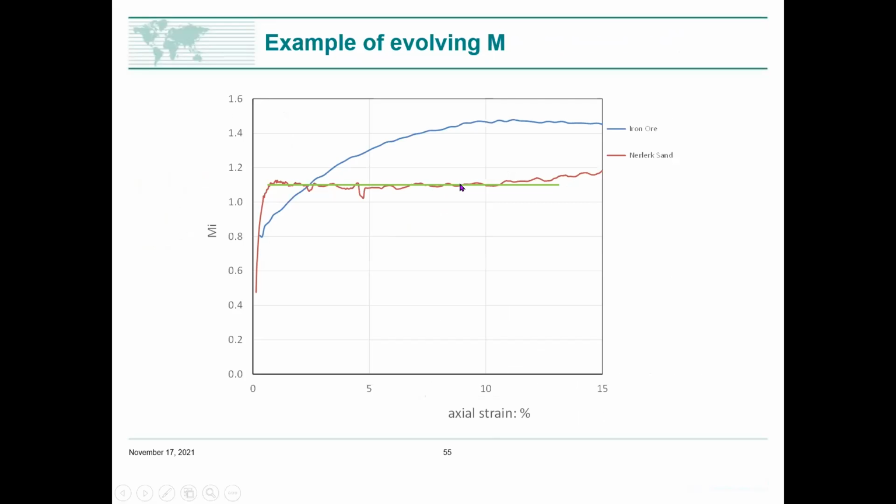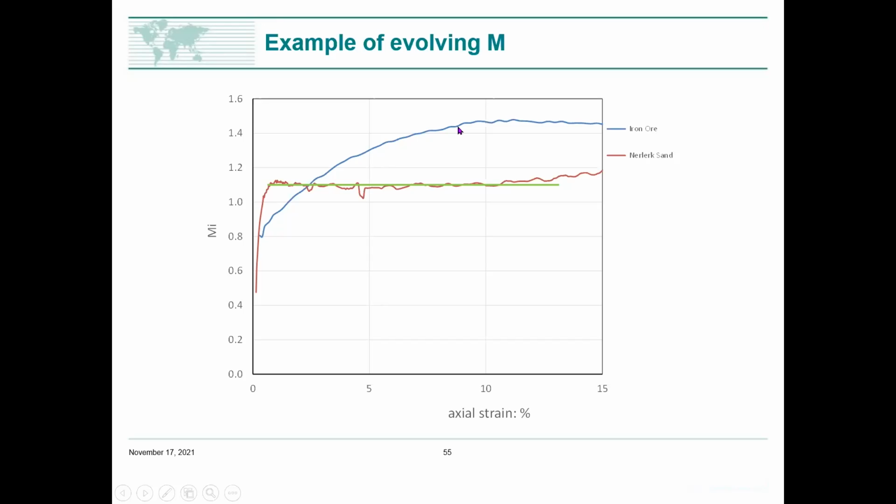And we've got exactly the same as what Alan Bishop had in the shear box. Yes, the idealization of constant M isn't bad for the test as a whole. But look over here, it's very poor in the first 1%. More interesting, this in blue is iron ore tailings from Brazil. And there you can see a very slow evolution.